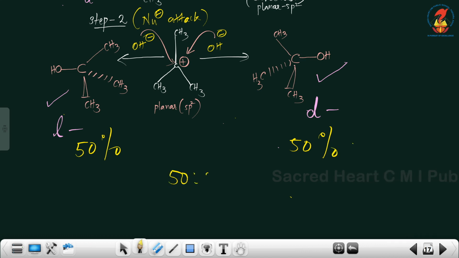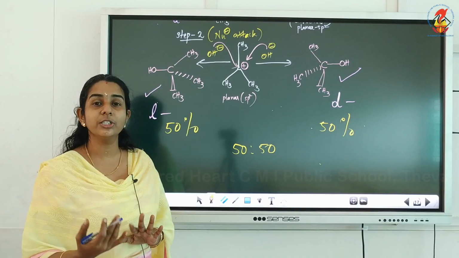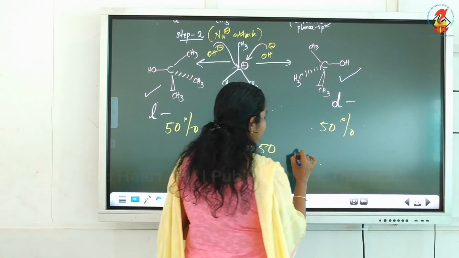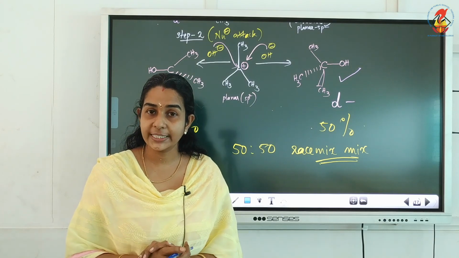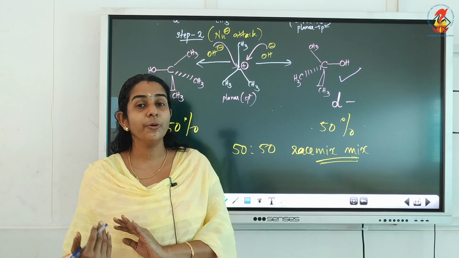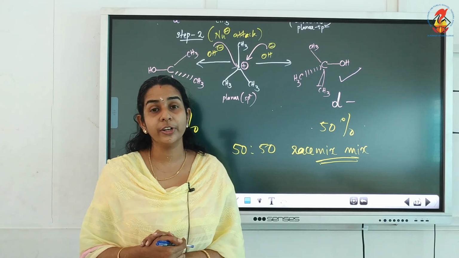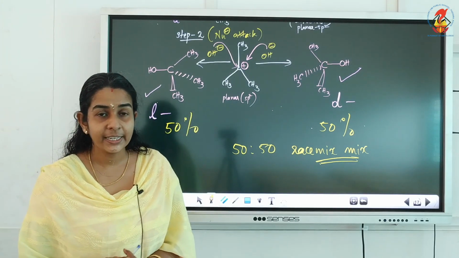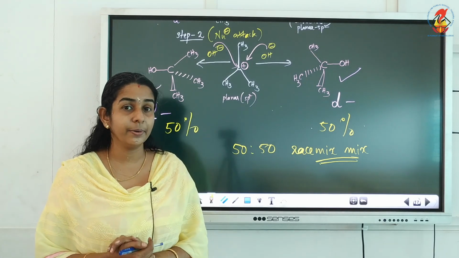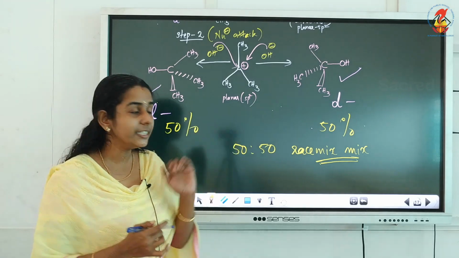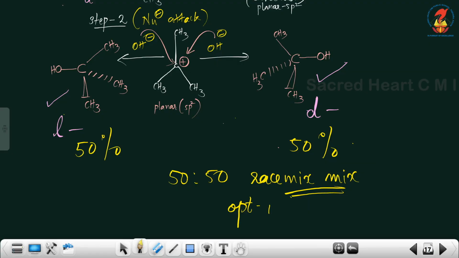So this 50:50 mixture of D and L isomers, or dextro and levo isomers, is known as a racemic mixture. What is meant by dextro and levo? Dextro means the isomers which can rotate the plane polarized light towards the right. Levo means the isomers which can rotate the plane polarized light towards the left, isn't it? So 50% dextro and 50% levo mixtures are known as racemic mixtures. But these mixtures are optically inactive.